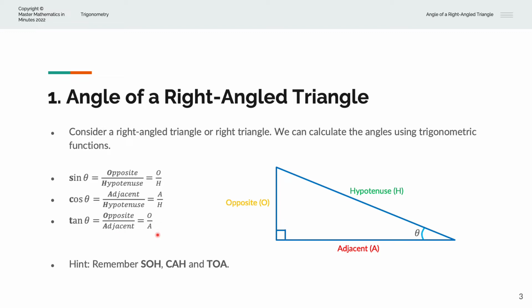So the hint is to remember the words so, ca, and toi. So S stands for sine, and O is the opposite side, and H is the hypotenuse side. And C stands for cos, and A is the adjacent side, and H is the hypotenuse, and so on. Let's take a look at a couple of examples now.